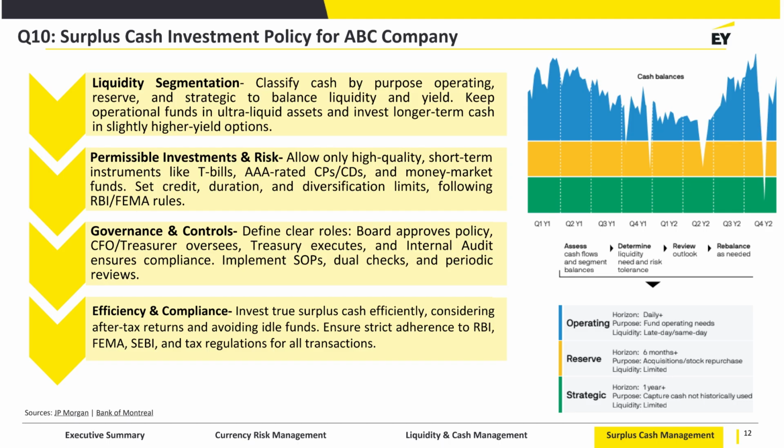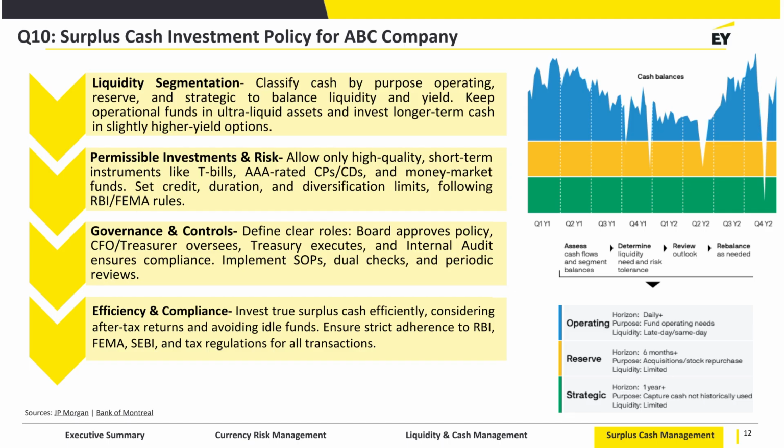And lastly, efficiency and compliance to ensure that all of these policies are implemented in real time. Firstly, by segmenting through liquidity, we classify our cash reserve into 3 segments or 3 cash pools. Firstly, operating cash pools. Secondly, reserve cash pools. And thirdly, strategic cash pools. This is in order to ensure that we know what to do with specific amounts of cash.